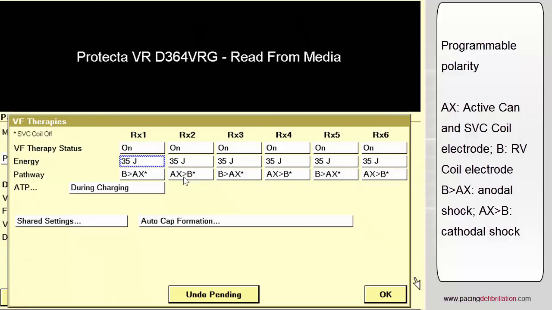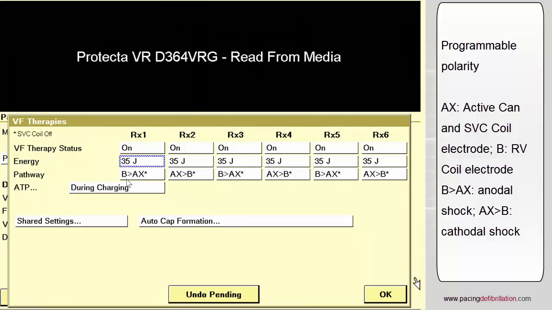The settings for the pathway parameters in Medtronic devices are AX to B and B to AX. AX refers to the active CAN and SVC coil electrodes, which may be used individually or in combination. B refers to the RV coil electrode. So the pathway setting defines the direction of current flow during the initial segments of the biphasic waveform.